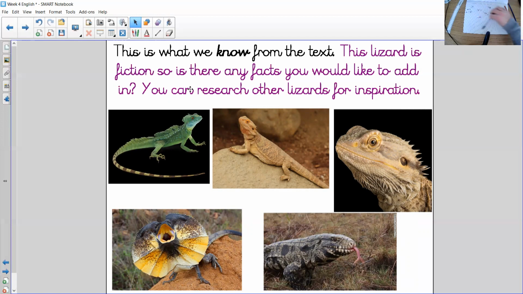That then, or this then, will become your massive plan by the end of the week. This page will be the page that you keep going to at the end of the week to add and to write out your fact file.